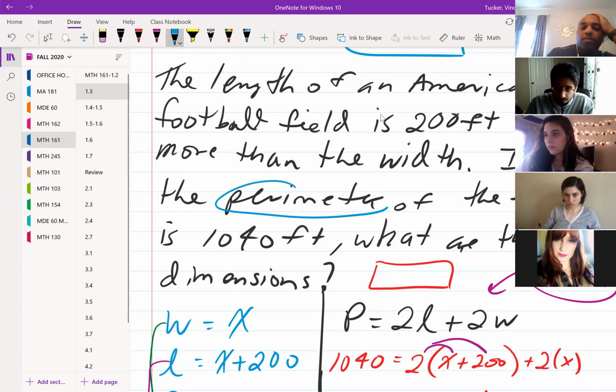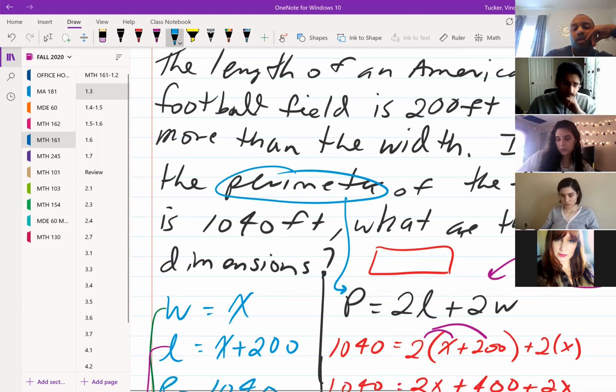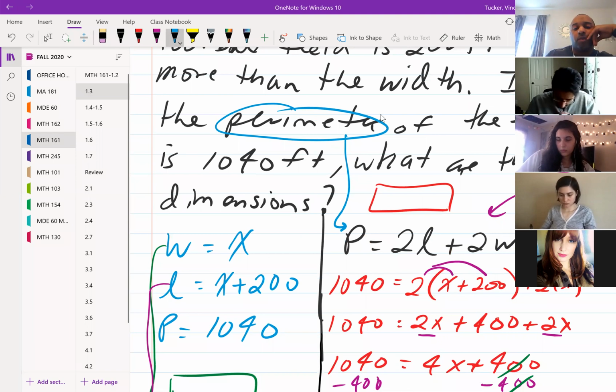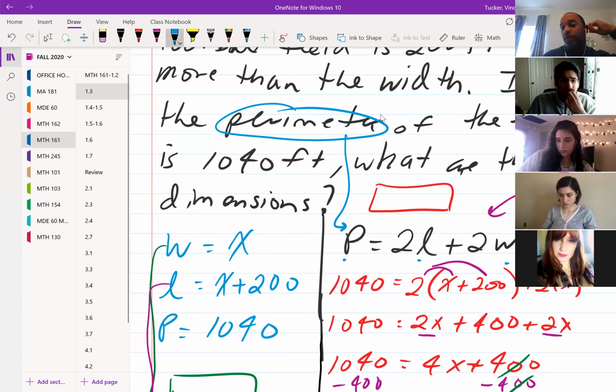Then also, since it mentions the perimeter of the field is 1,040, we can use our perimeter formula, which is P equal to 2L plus 2W, and plug in our values. So you notice here we have W is X, the length is X plus 200, and P, the perimeter, is 1,040. So that's what I got right here. And so I plug those in accordingly to our formula.